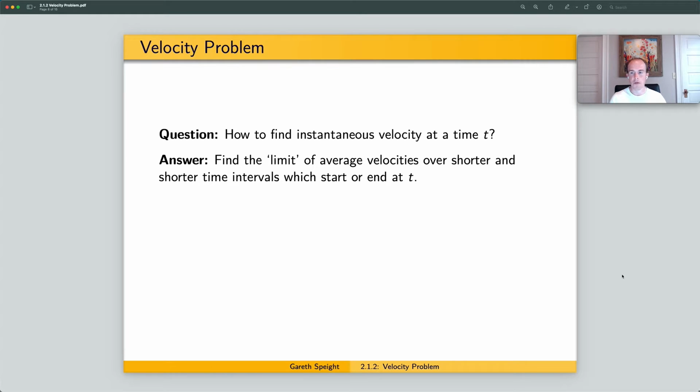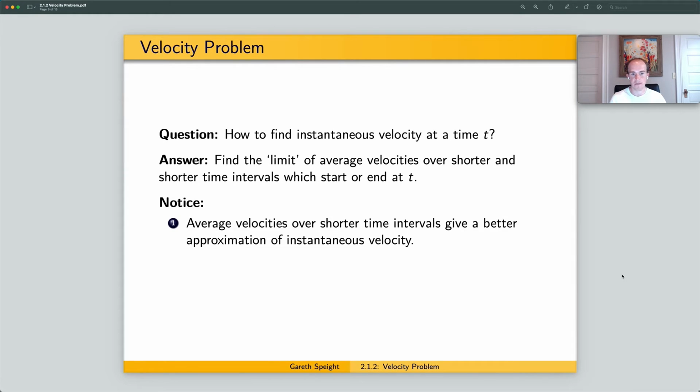Okay, so if we want to find the instantaneous velocity at time t, we look at shorter and shorter intervals that start or end at t, and we find the average velocity over those intervals by using the previous calculation, distance over time, and then we see what the pattern looks like. And here are two things to keep in mind, which are very similar to the previous topic with the tangent problem, just in a slightly different context.